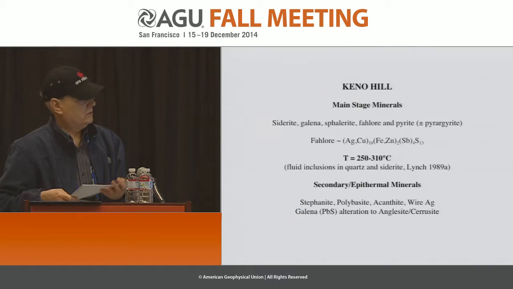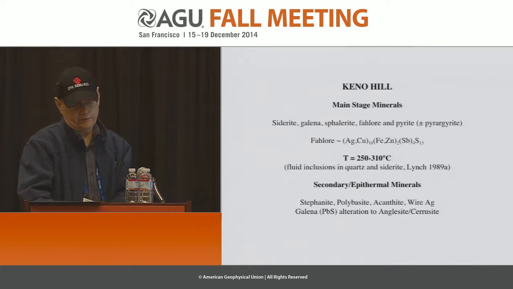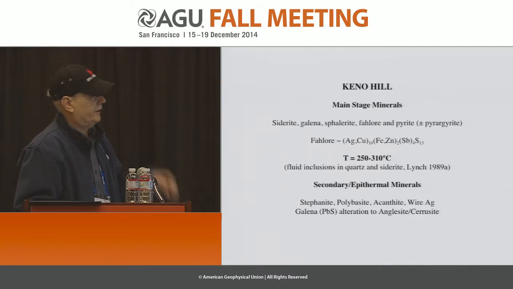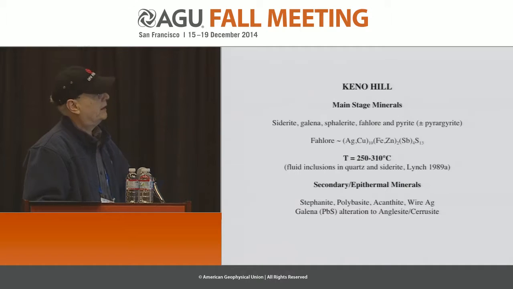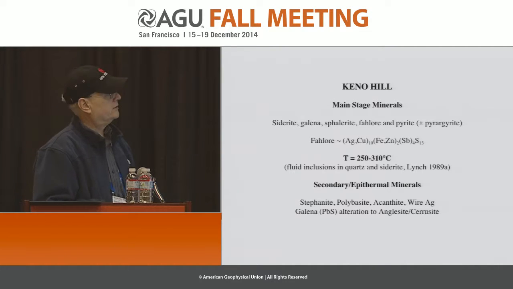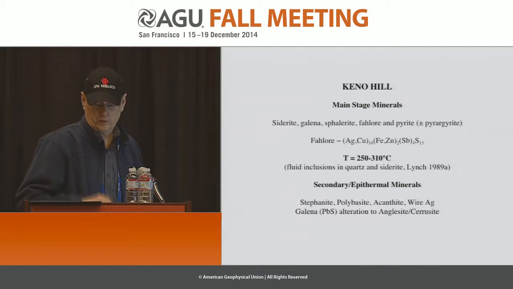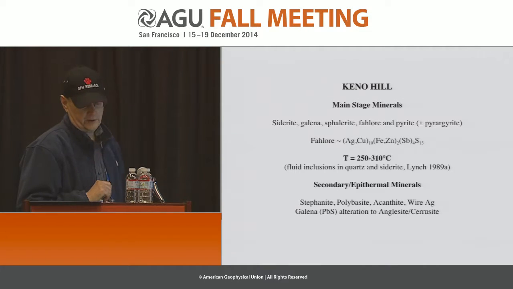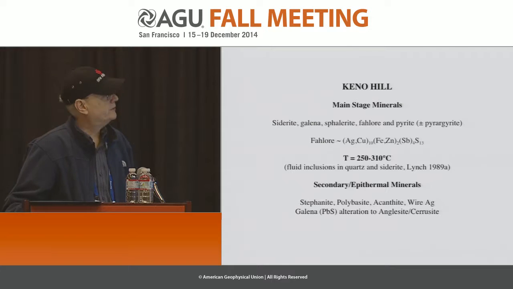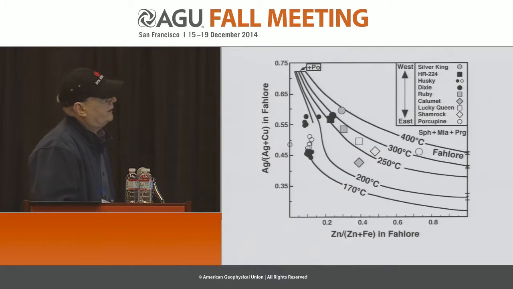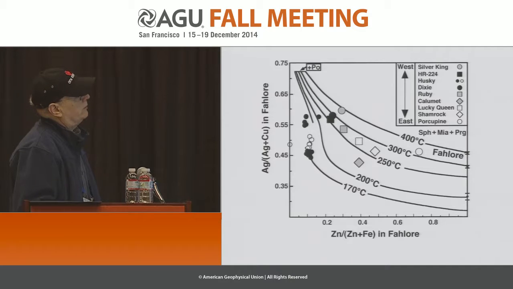Now, these ores, like many of these fossil hydrothermal systems, exhibit pronounced zoning. But in this case, it's of note that the fahlore shows the same sort of zoning in this east to west pattern. And this is shown in this slide here, where we see an average of the microprobe analyses for fahlores obtained by Gregory Lynch. These are the larger symbols here.